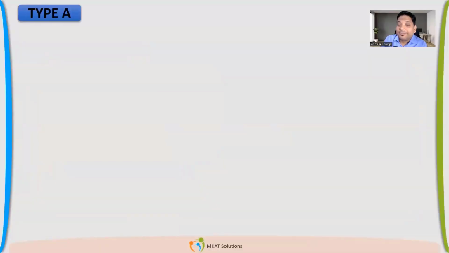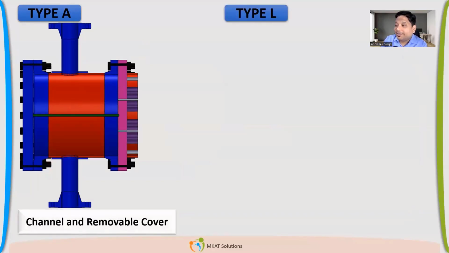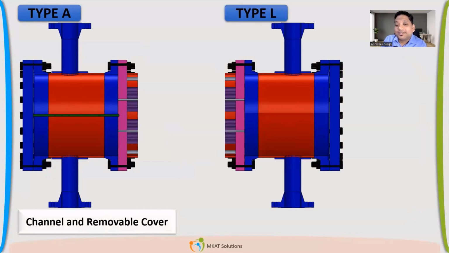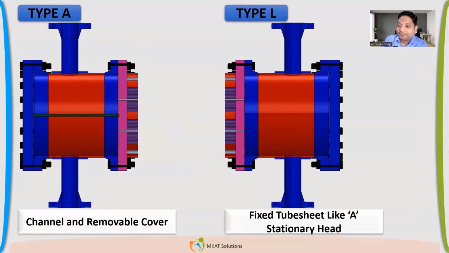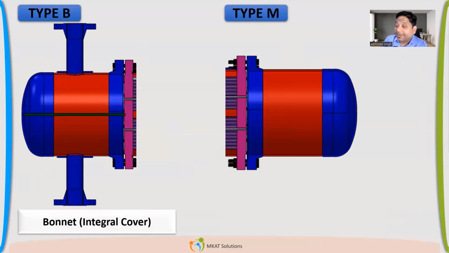Now, the rear end type. Okay, we saw type A for the front end. Your rear end is very similar, just the reverse of type A. So if you just connect these two parts and extend the shell in between, it will become a heat exchanger. So type A and type L, type B and type M. Okay, M, if you see, it's very similar to type B.